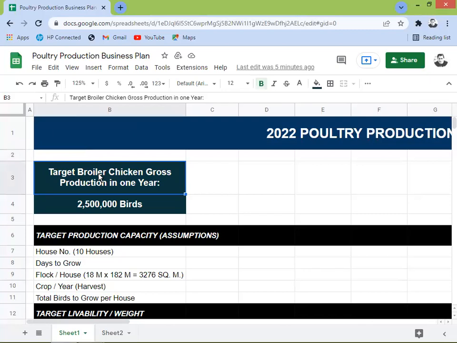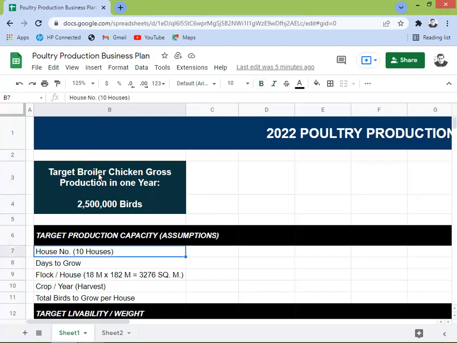The broiler chicken is the chicken that we have as our food. We have it in the supermarket, in the food center, or restaurants or hotels. These are the chickens that we eat, and we're going to grow these birds. Our target for growing the birds is 2.5 million birds in 1 year.